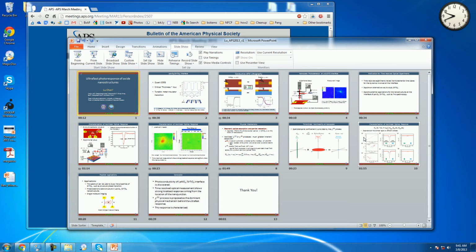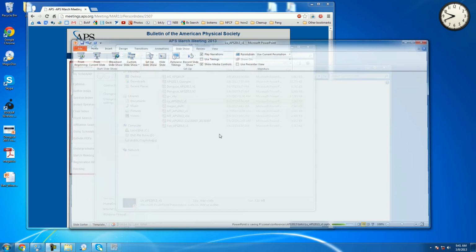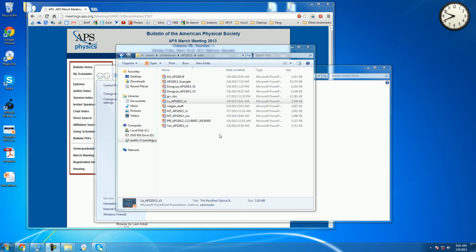See, now notice how it tells you how much time you spent on each slide. So it's useful. That's good. So you probably want to save it. Yes, yeah. Next slide.